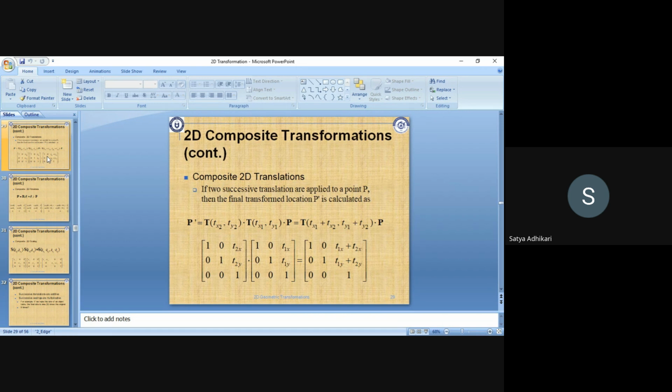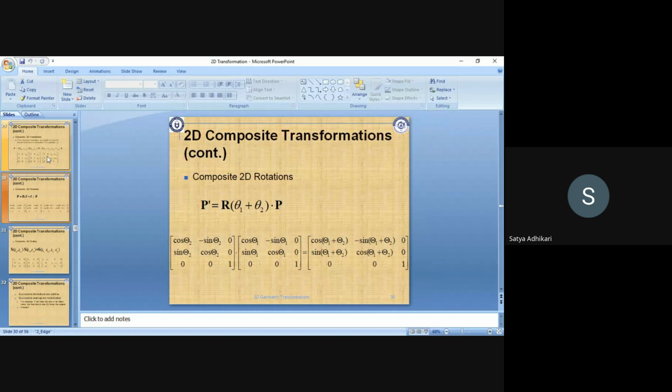So you see, this is the composite transformation we have applied. Similarly, you have to add the composite 2D rotation. That is, you have to rotate 30 degrees, suppose clockwise, then suppose 50 degrees anti-clockwise, otherwise clockwise, whatever may be. That is, you have to apply both rotations at a time.